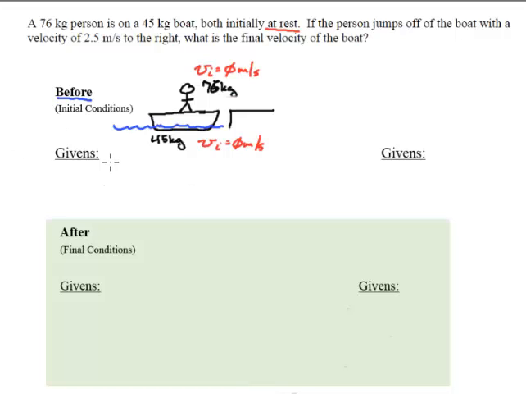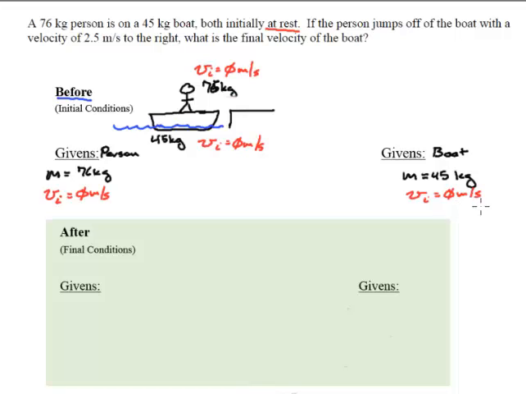So the givens, if we want to talk about this as the person and this as the boat: I can record that the mass of the person is 76 kilograms, and the velocity initial of the person is 0 meters per second. For the boat, the mass is 45 kilograms, and the velocity initial of the boat is 0 meters per second.